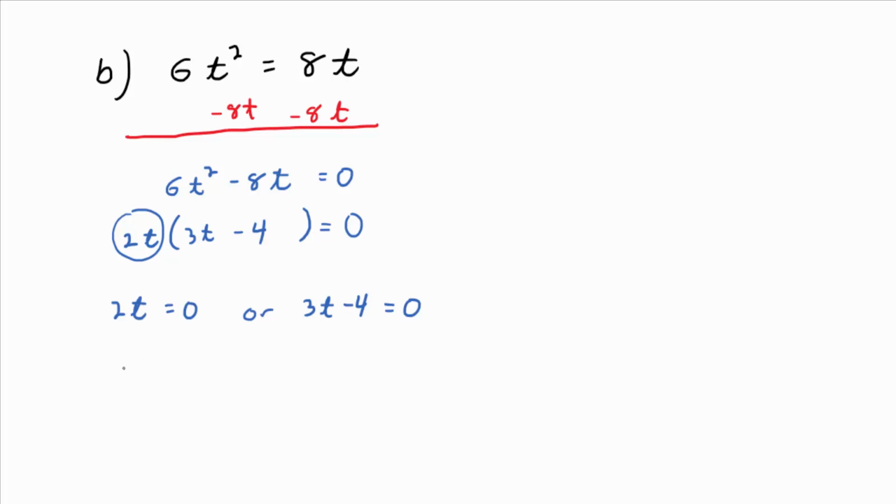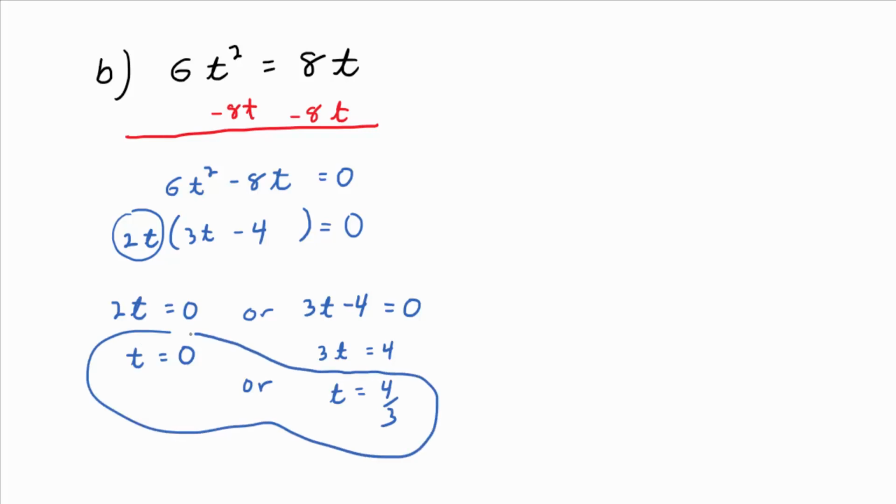So if 2t equals 0, what does t have to equal? You could think of it as dividing both sides by 2, but you don't have to. If you just think about it, t would have to be 0. If 3t minus 4 equals 0, what could you do to both sides? Add 4. Add 4 to both sides, and you get 3t equals 4. Divide both sides by 3. What does t have to equal? So either t equals 0 or t equals 4/3.